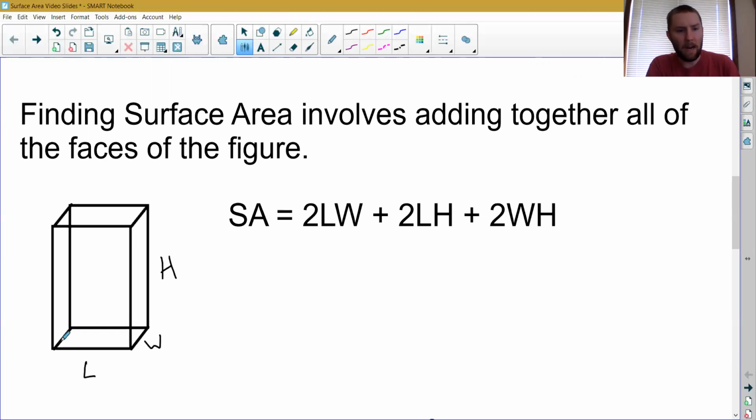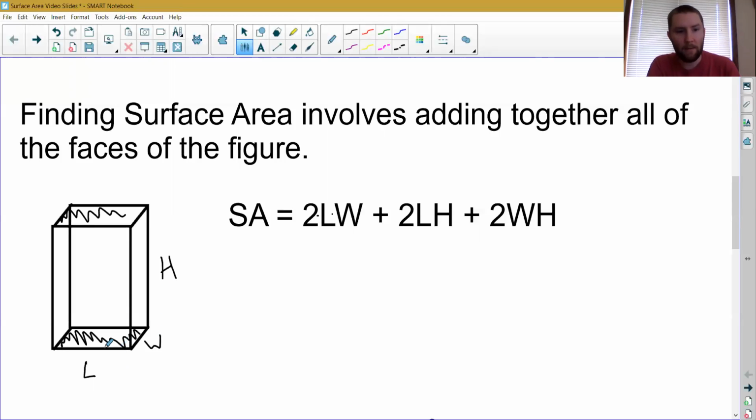And the bottom of this rectangular prism down here is a rectangle with an area that is the length times the width, right? And then I have the top of the box, which is exactly the same thing. So that's why here I have 2 times length times width. Length times width gets doubled because it's a top and a bottom, okay?